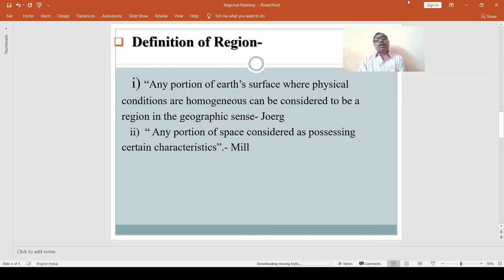Then, about the region, we can say a group of districts located within a geographical area of a state is a region. Then, large and indefinite part of the earth is a region.